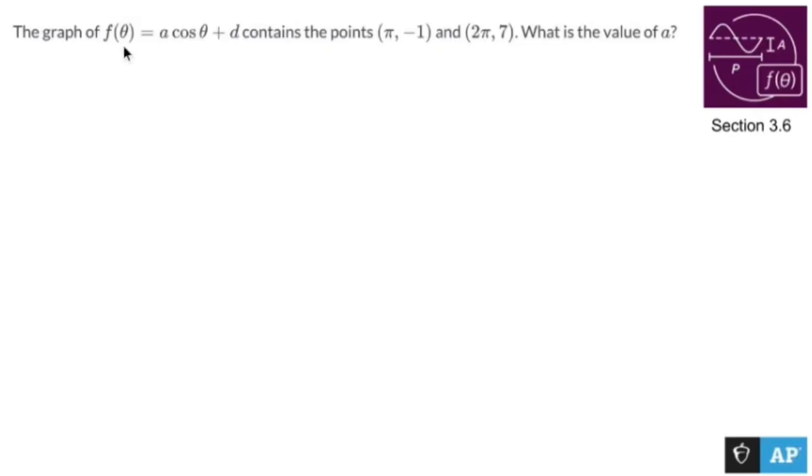The graph of f of theta equals a cos theta plus d contains the points pi, -1, and 2 pi, 7. What is the value of a? So you're trying to find the altitude given this information.